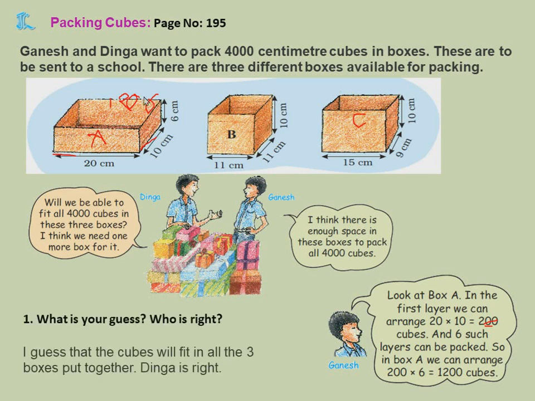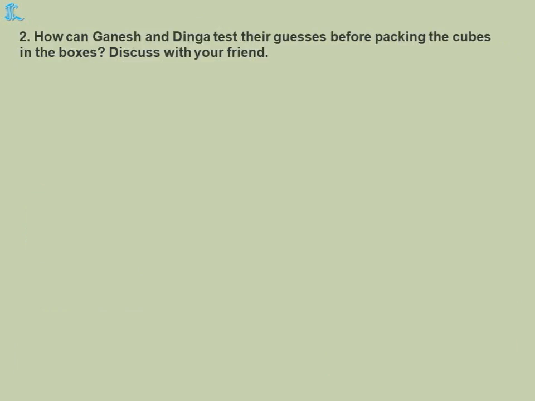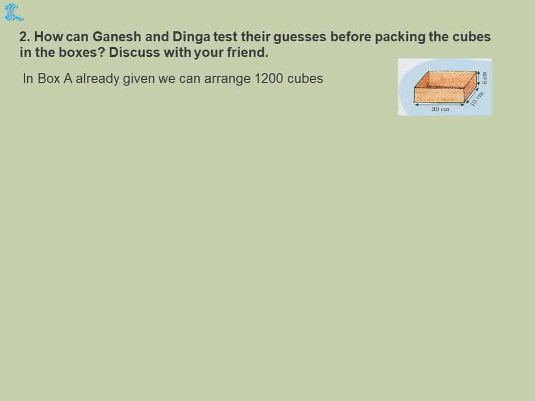Now what is your guess? Who is right? I guess that the cubes will fit in all the 3 boxes put together. And who is right? Dinga is right. Okay. Now next. How can Ganesh and Dinga test their guesses before packing the cubes in the boxes? Discuss with your friends. In box A already given, we can arrange 1200 cubes. How many are there? 20 into 10 into 6. Directly do that. You'll get it. 20 into 10, 200. 200 into 6, 1200 cubes.